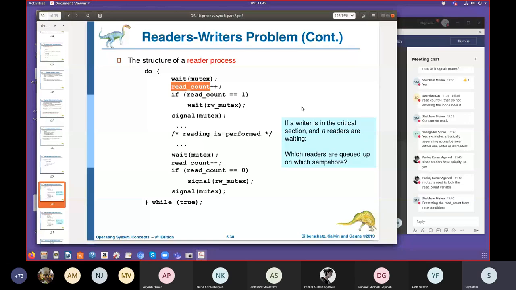Right? And why do you think this is necessary? Why do you actually need to know how many readers are waiting for reading from the buffer?